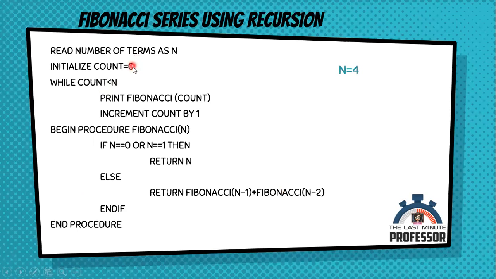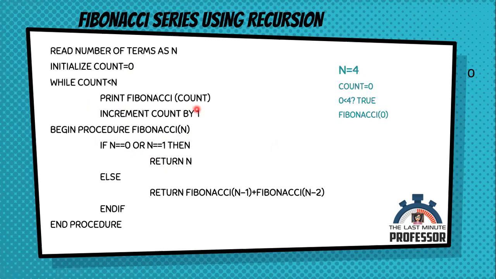Here initialize count as 0 because we haven't printed any terms in the series yet, while count is less than n. So now 0 is less than 4. Print Fibonacci of count, that is Fibonacci of 0. So it comes into this part, and here as we know Fibonacci of 0, so n value is 0, so return n, so 0 gets returned and that is printed here because we have given it in the print statement. Now increment count by 1. So since we have printed one value from 0, the count value becomes 1.